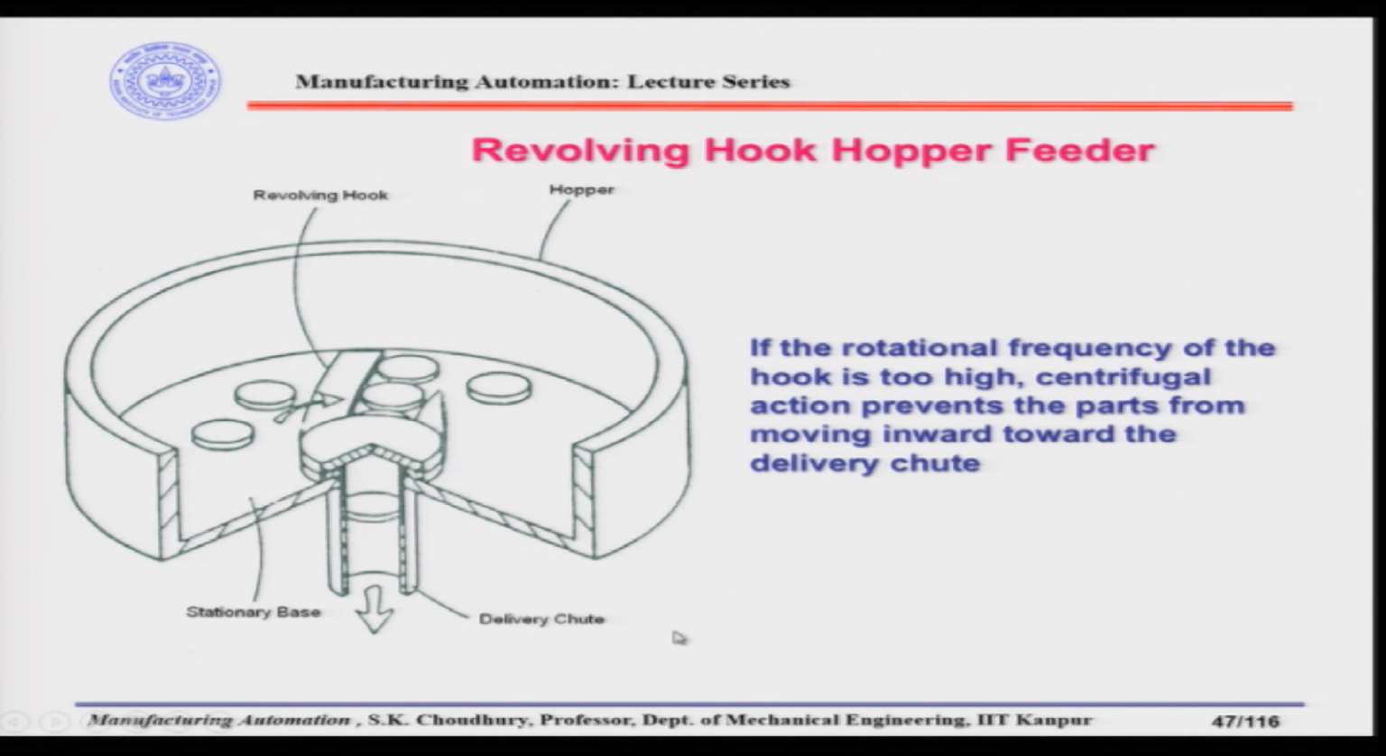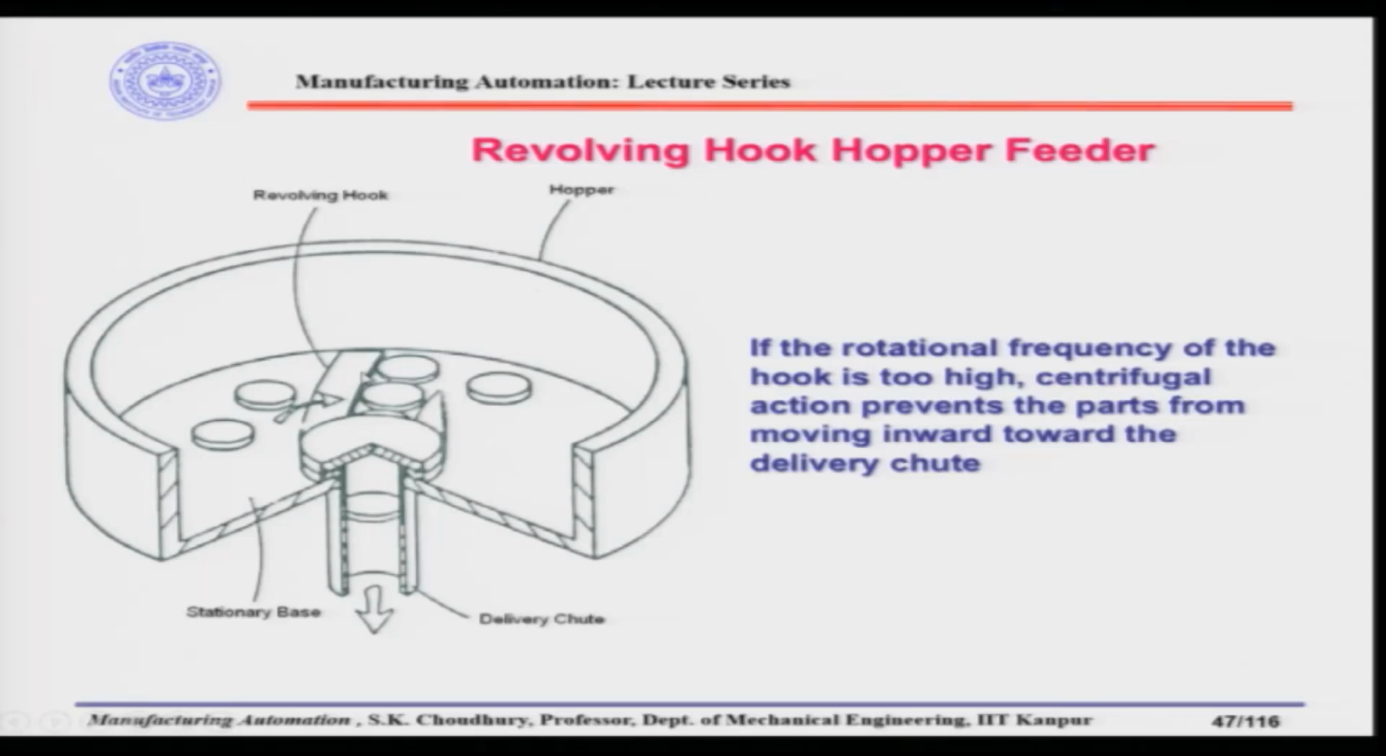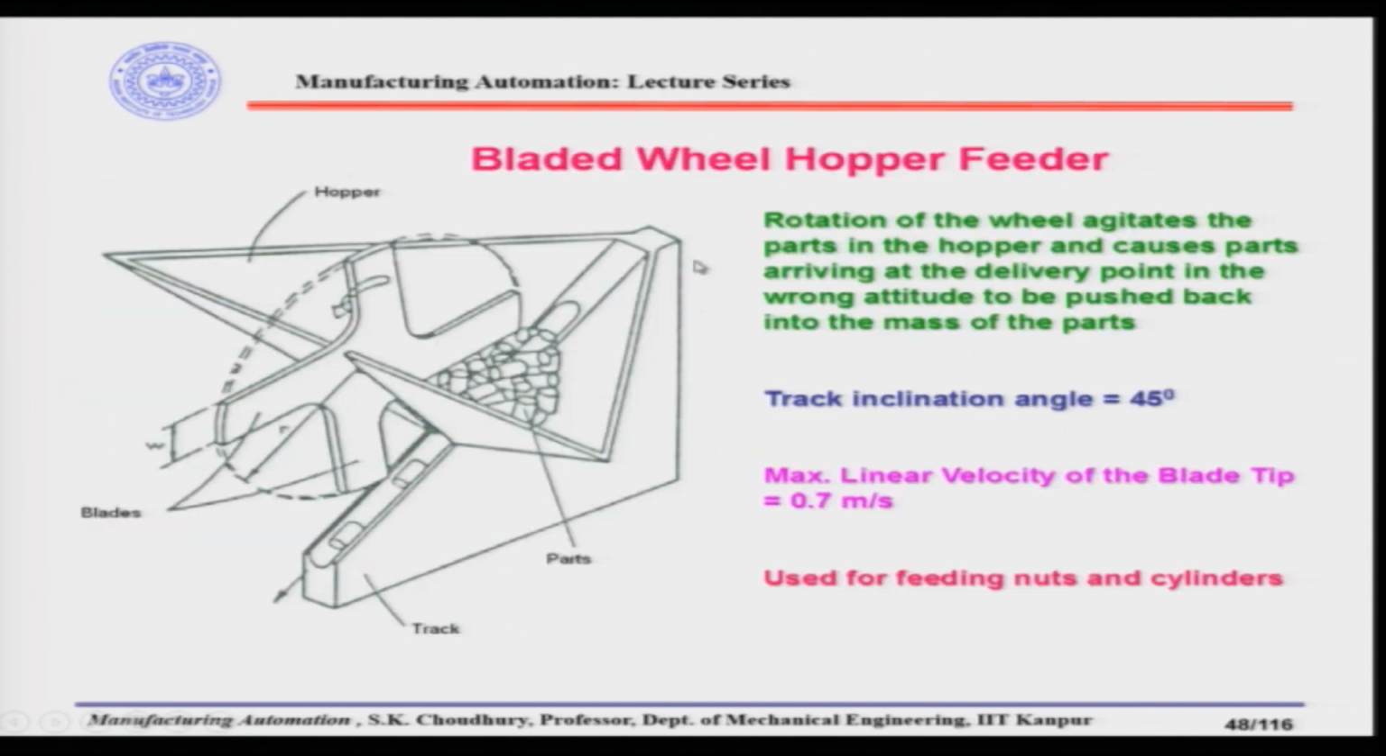Now, there could be another design of the revolving hook hopper feeder, where the hook is stationary and the base rotates. That is called the stationary hook hopper feeder. And the next is the bladed wheel hopper feeder. This is another design. There are various designs of hopper feeders, and you have to select one depending on the type of your production and the type of part you are feeding. Over and above these designs, the idea of showing them is that you can design your own feeder as well, depending on the part that you have.